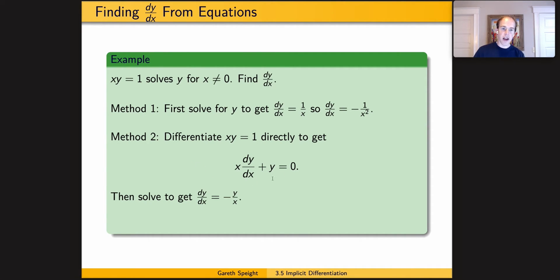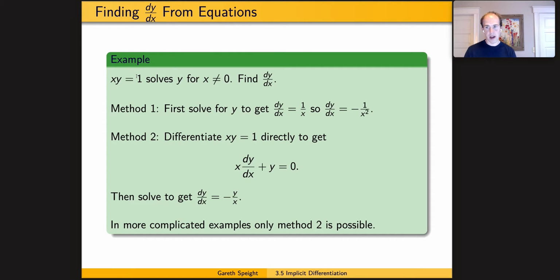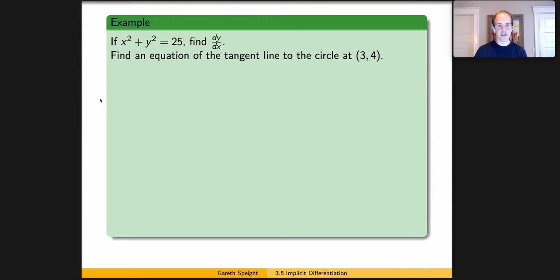Okay, they look kind of different: in method 1, we got minus 1 over x squared. In method 2, we got minus y over x. But we have to remember that y was equal to 1 over x from our equation. So these are actually the same if we sub in y equals 1 over x. Okay, so both strategies give us the same answer. But in more complicated examples, we can only use method 2. Method 1 relied on first solving for y in terms of x to get y equals 1 over x. With more complicated equations, that's not always possible. But if both methods are possible, then they give us the same answer. So everything is good. If we got two different answers, that would be very bad, right?